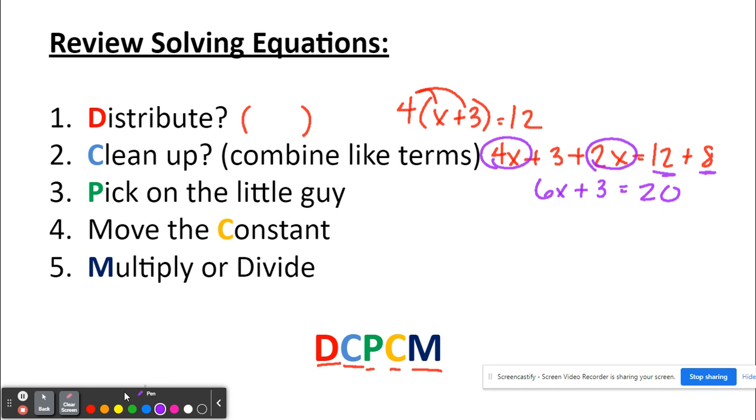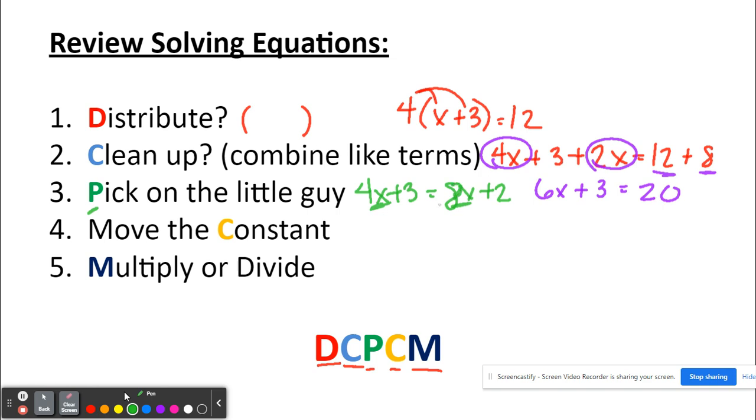My favorite thing about this little acronym is pick on little guy, because that seems to be the thing that people tend to get the most confused about. So let's say I have 4x plus 3 is equal to 8x plus 2. And so when I'm looking at this, I'm looking at just the variables. So pick on the little guy doesn't work for other numbers.